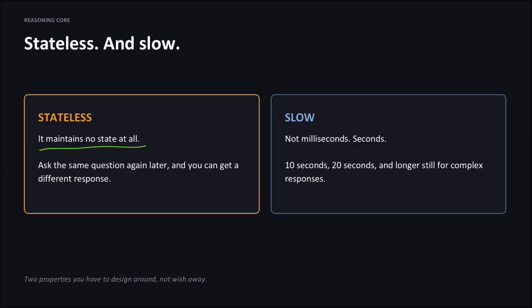Okay, now it is slow. Slow means it will not respond to you in milliseconds, right? It takes seconds, sometimes 10 seconds, 20 seconds, and longer still for complex responses. So for example, you must have seen when you give a complex question to ChatGPT or Claude, it goes into a thinking mode. You see that thinking text which says that, okay, it is thinking on this complex question to give you a proper response, right? So it's always 10 seconds, 20 seconds, and longer for complex responses. So for the reasoning core, we discussed two properties: stateless and slow.